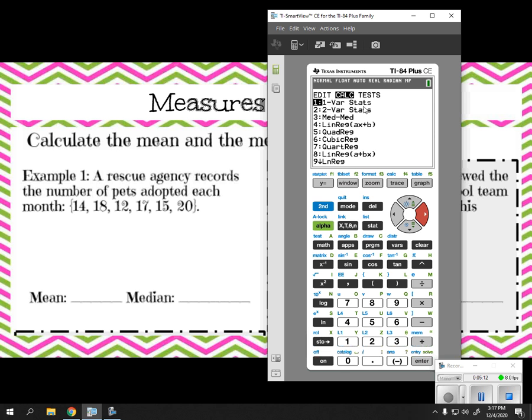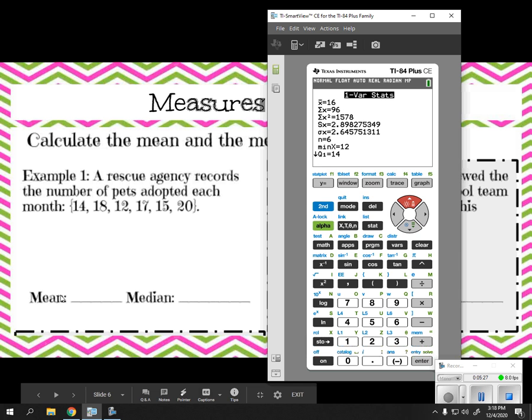We're going to hit one variable statistics because we have one variable, right? And we want statistics on it. So we're going to hit enter, and then you hit enter a few more times, and here we go. So we got a whole list of stuff. The table keeps going down a little bit.